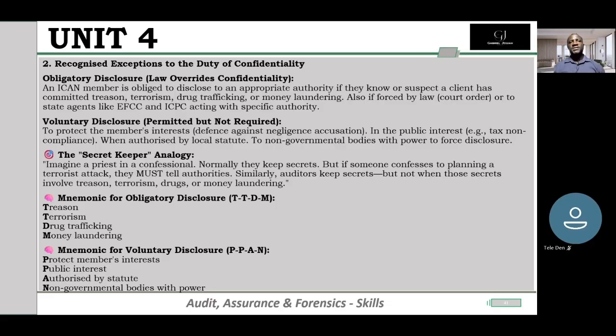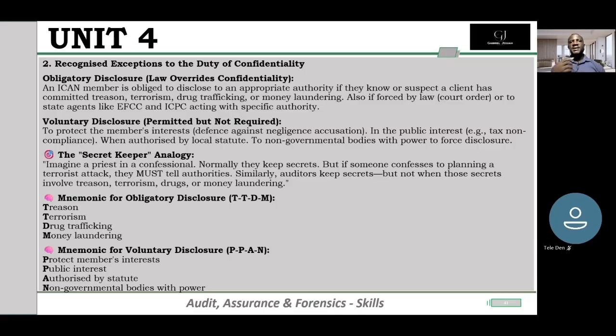Another situation is voluntary disclosure, where we are permitted but not required. This is to protect the members' interest and for defense against negligence and accusation. In the public interest, we could disclose, for example, tax non-compliance. Also when authorized by the local statute of a state or jurisdiction, we can disclose. And to non-governmental bodies with the power to force disclosure, we may be required to do that.